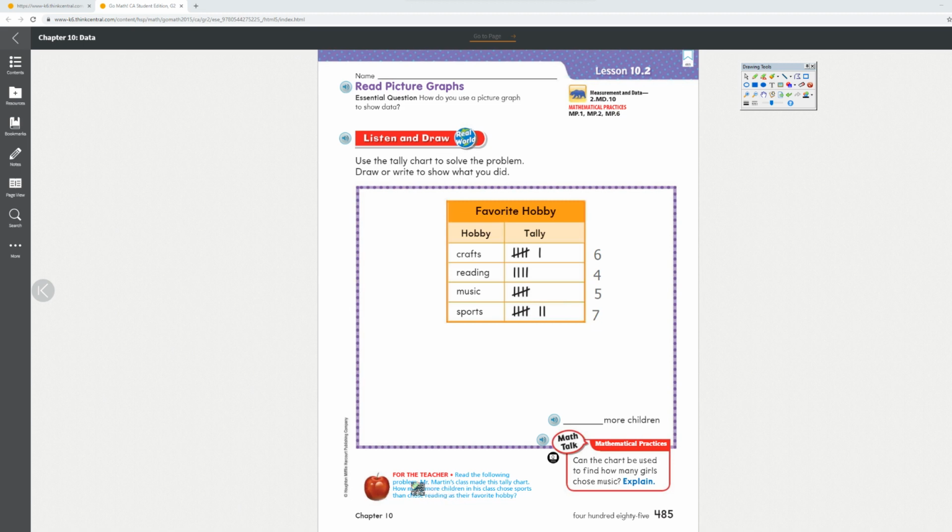Now the question is asking how many more children chose sports over reading. So we have to do 7 minus 4. So let's write the subtraction problem here. 7 minus 4. And what do we get? We should have 3 more children.